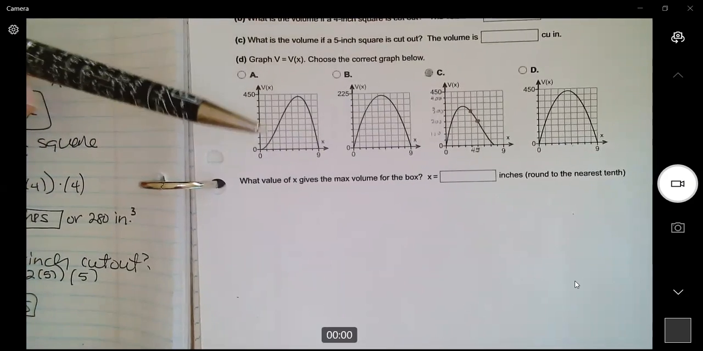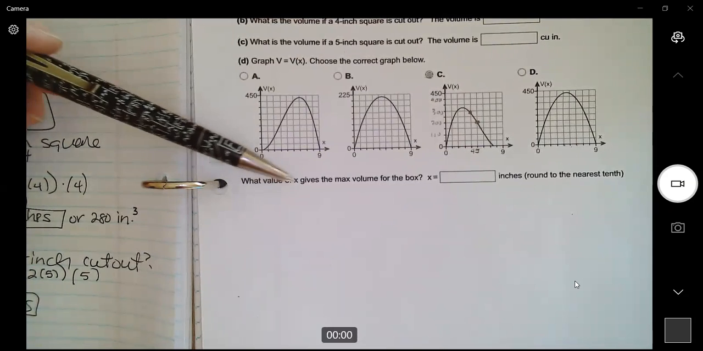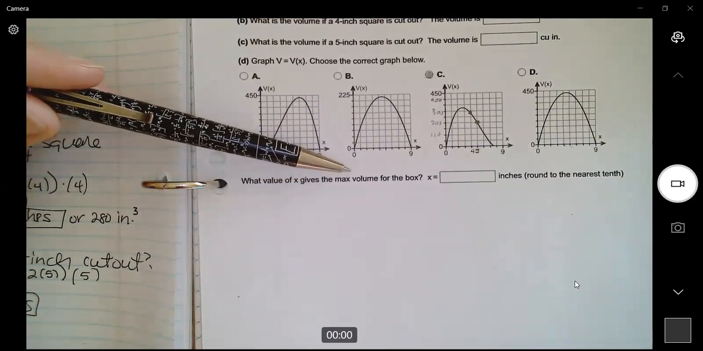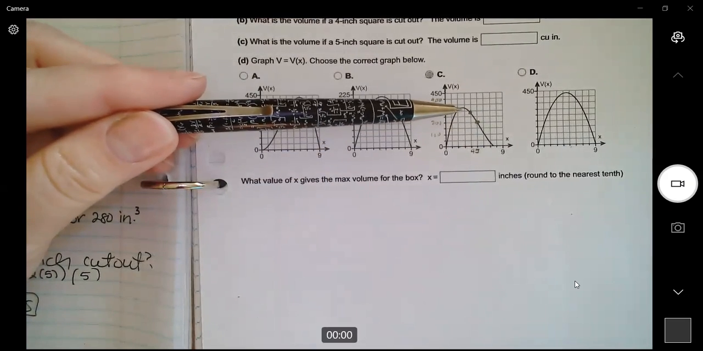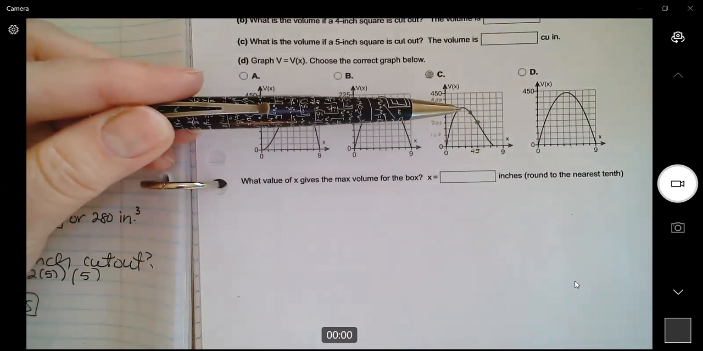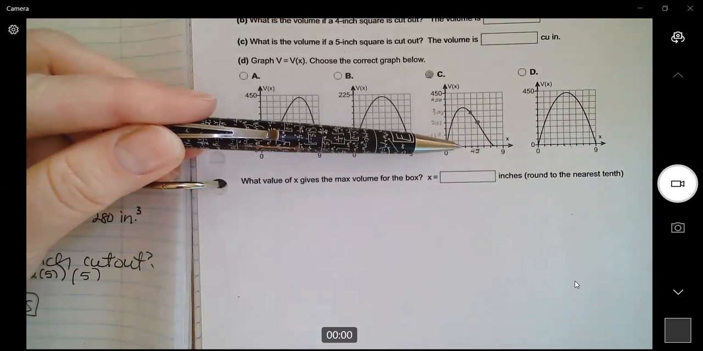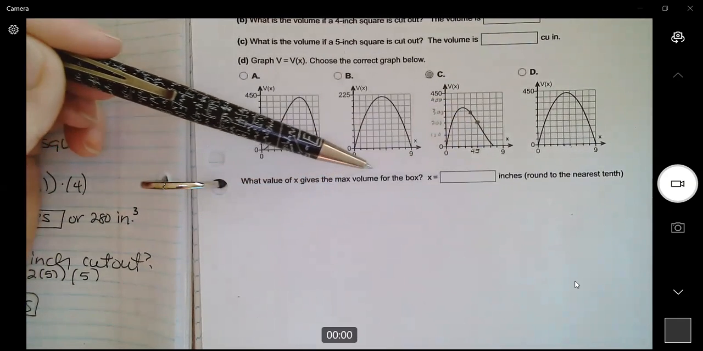Okay, and the last question is really one of the useful things about why we do this kind of stuff. What value of x gives the max volume for the box? We're just going to do this off our calculator, where we run the max feature to find that little turning point where it peaks and then starts to fall. It'll identify that point for us, and we're just going to read off the x value, because it asks what value of x gives the maximum volume for the box.